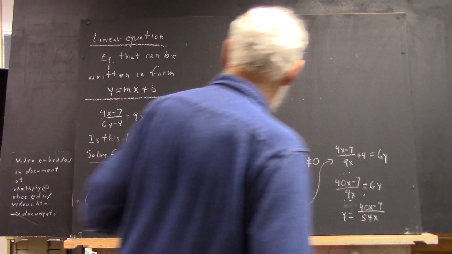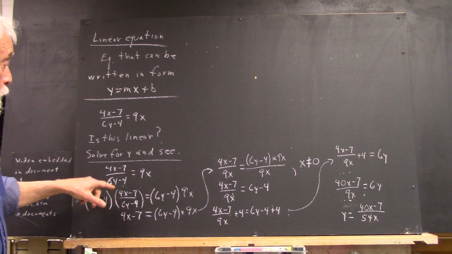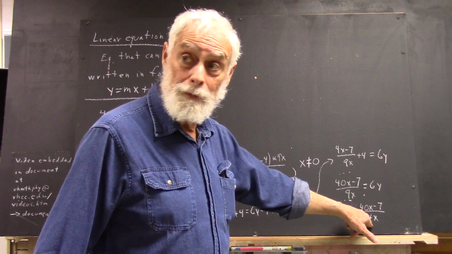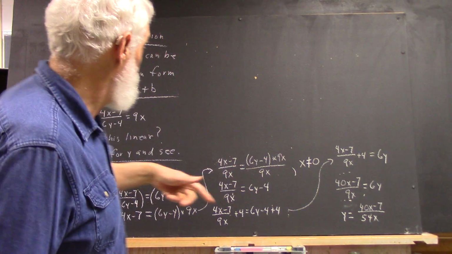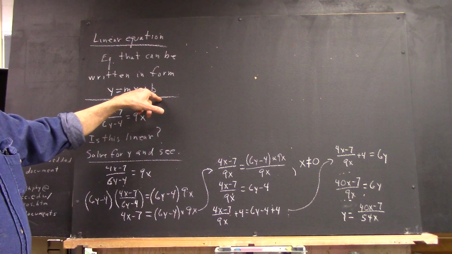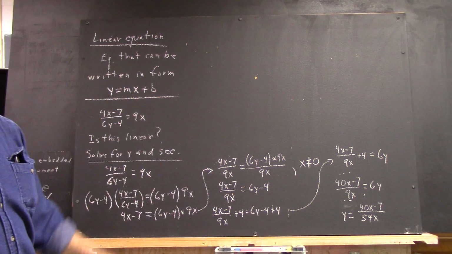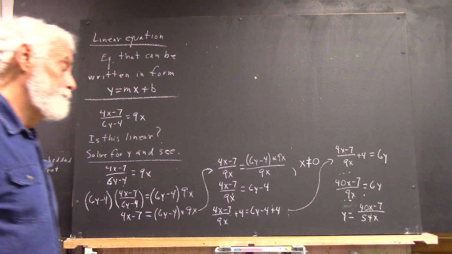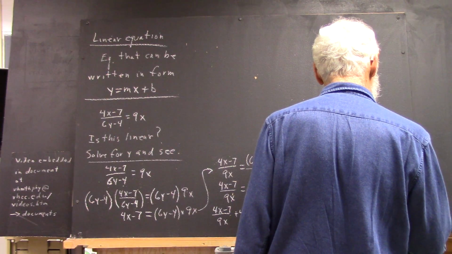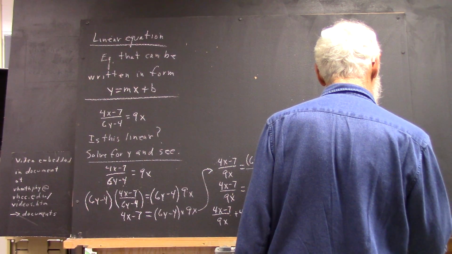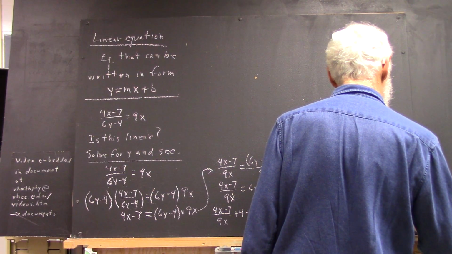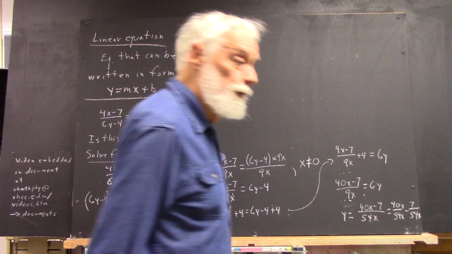In any case, the point is, if we solve this for y, we go through steps much like this, and we get this, okay? Is this in the form y equals mx plus b? Can it be put into the form y equals mx plus b? Can't be. Okay? Because, well, this is 40x over 54x minus 7 over 54x, right?